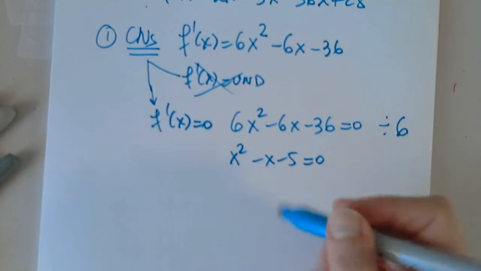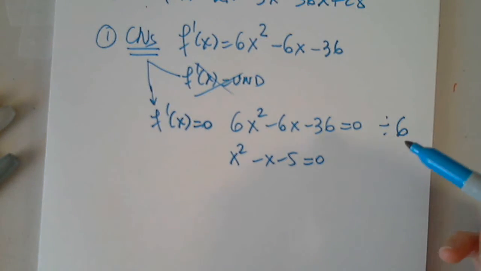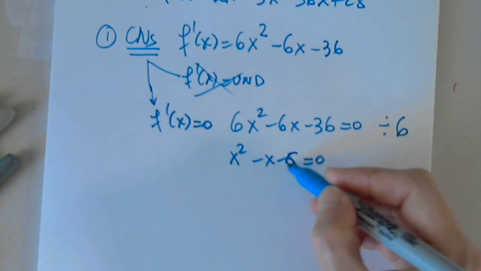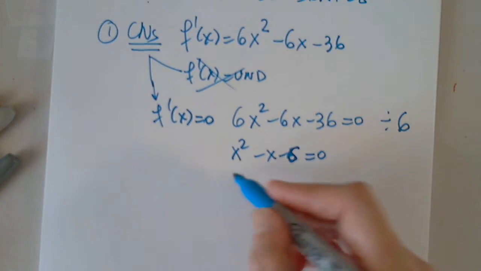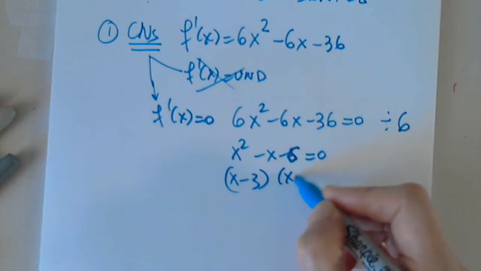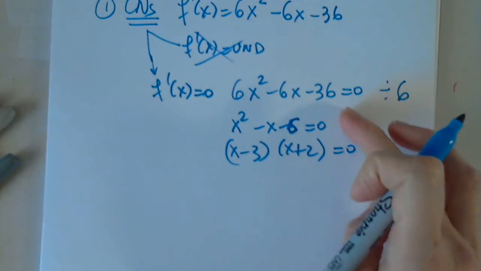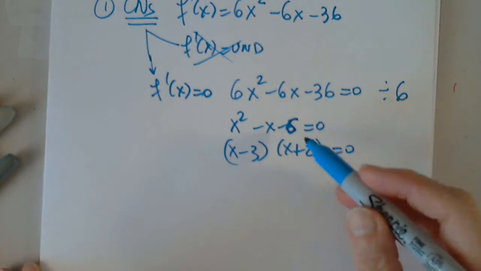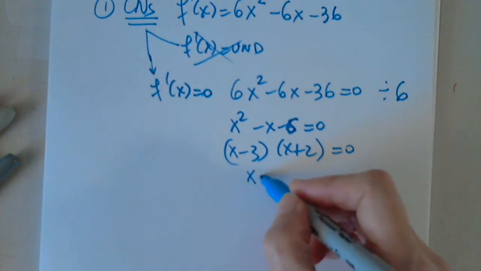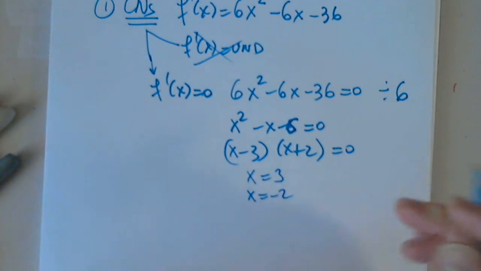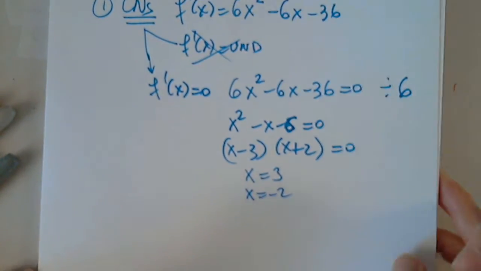I will continue. Of course, it's 6. I'm sorry. Got distracted for a moment. So x minus 3 and x plus 2. I was just thinking because I looked at it and I said, oh, it's factorable. But then I wrote 5 instead of 6. Okay, so x equals 3 and x equals negative 2. So these are the critical numbers.